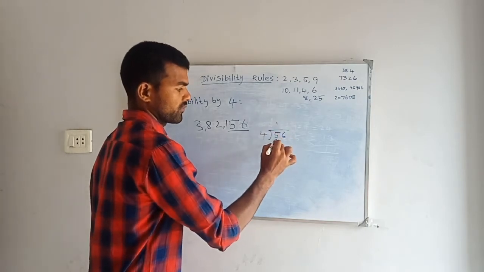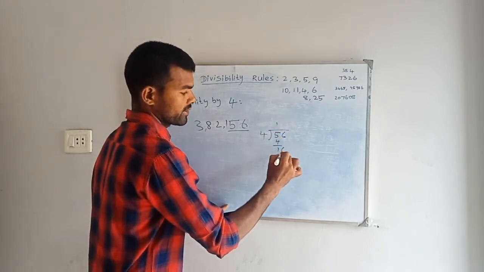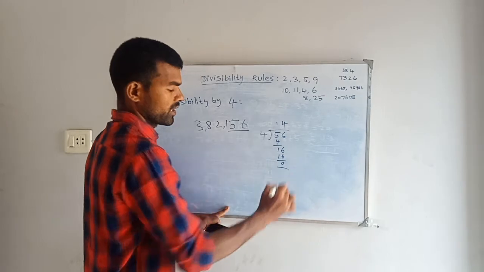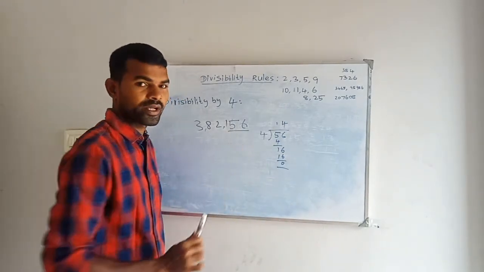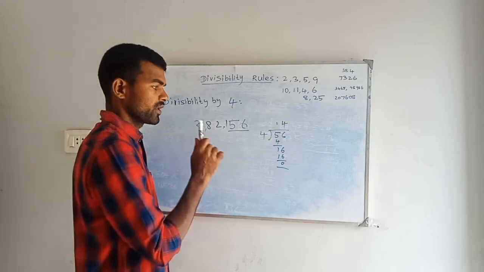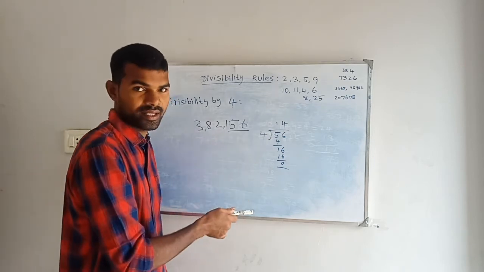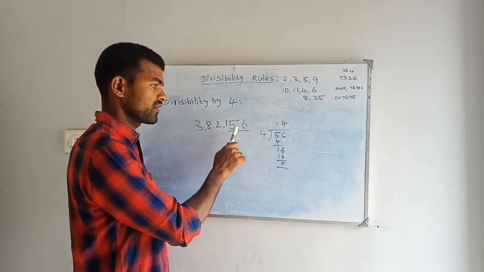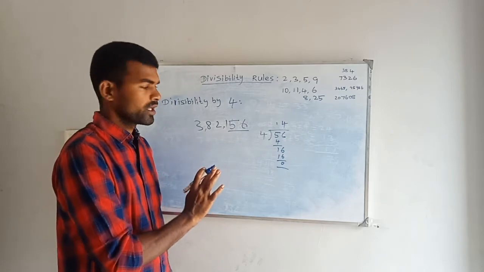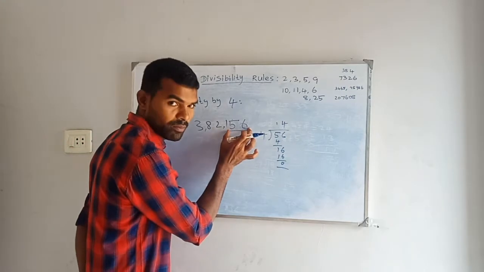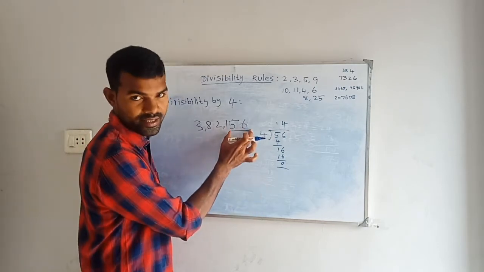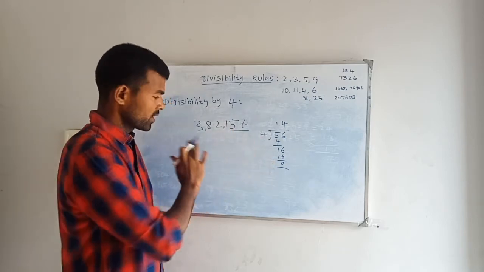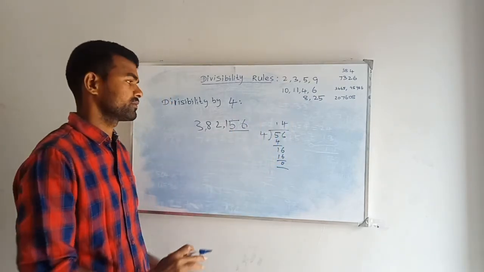See now, 1 time 4, remainder 1, then take 6. 16 by 4 is 4 times. 4 times 4 is 16. Yes, no? The last two digits can be divided exactly by 4. If you can divide the last two digits exactly, then the full number can be divided by 4. So 3,82,156 can be divided by 4. For whatever number is given, only the last two digits, the tens place and the ones place, are considered. If those two digits can be divided by 4, then the full number can be divided by 4.